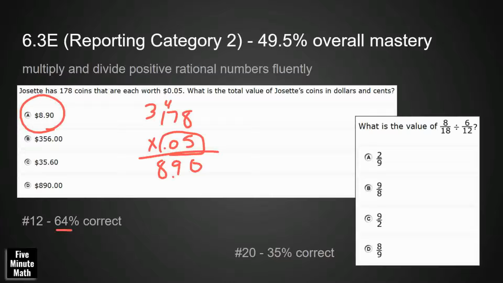This one was number 20. So one of the things we work on really frequently in 6th grade is knowing that when you divide by a number, it's the same as multiplying by the reciprocal. So I can take my 8/18ths, and instead of dividing by 6/12, I'm going to multiply, then I'm going to flip it upside down. That's the reciprocal, 12/6.